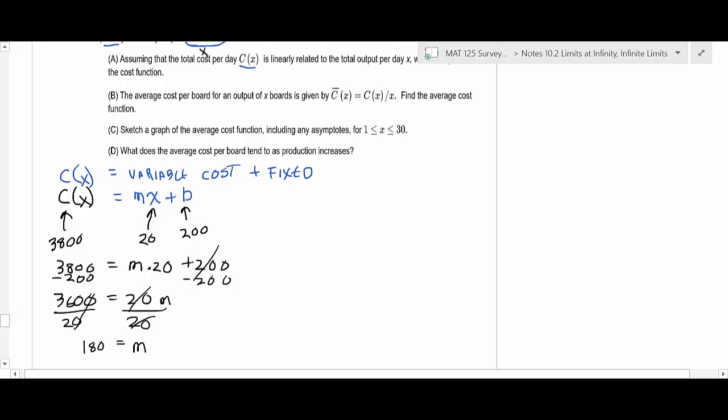So what we're going to have then for part A on here is this cost function. We have C of x equals m, we just found m to be 180, times x, and then the fixed cost was 200.